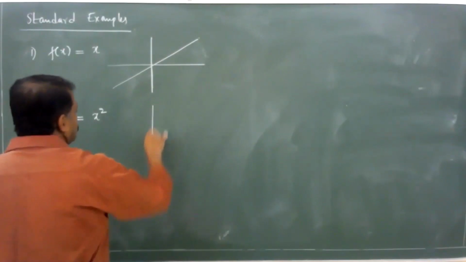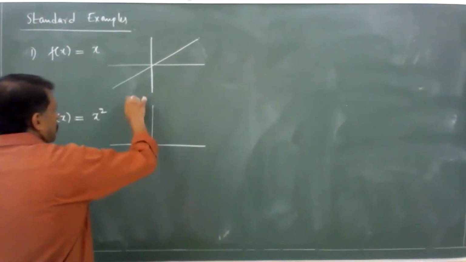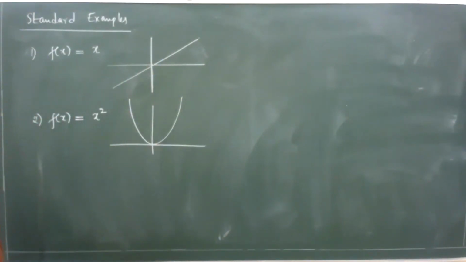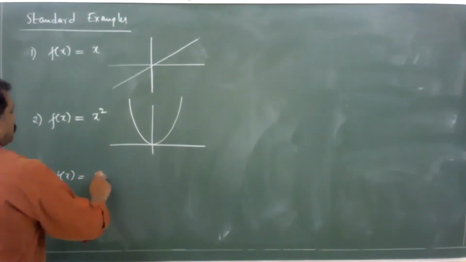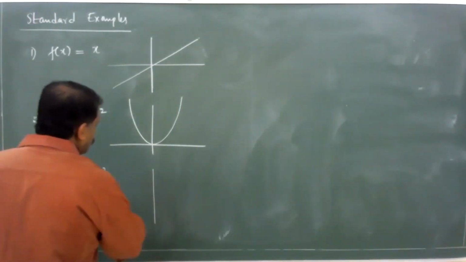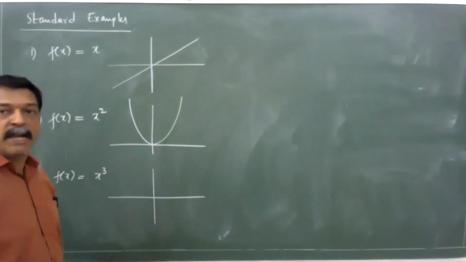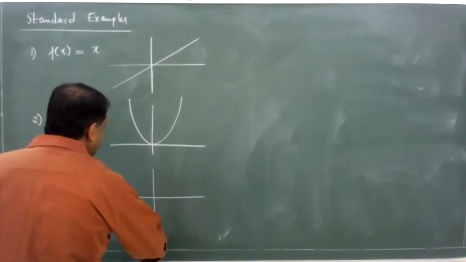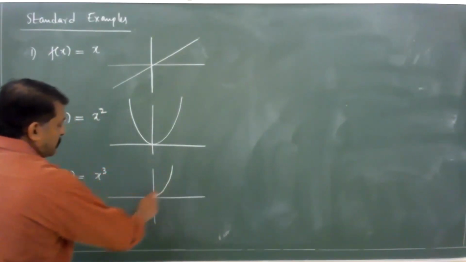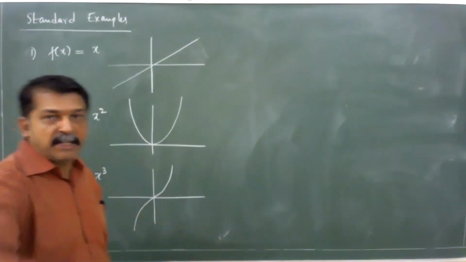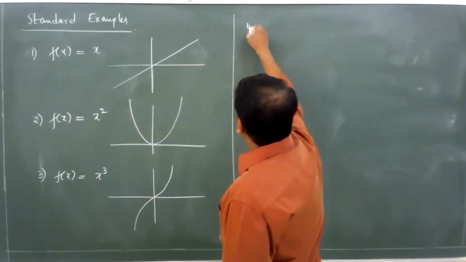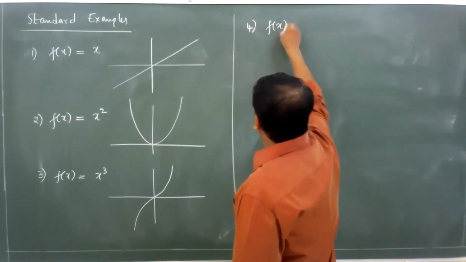Let us take f of x is equal to x squared. It is a parabola. You can draw the graph without lifting your hand. Third one, f of x is equal to x cubed. How is the graph of x cubed? If you consider the domain as the set of real numbers, the x cubed graph may look like this. We can see that the function is continuous. I am writing the graph without lifting my hand. There is no gap, there is no break in the drawing of the graph.